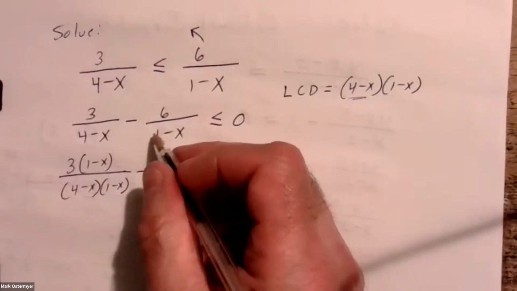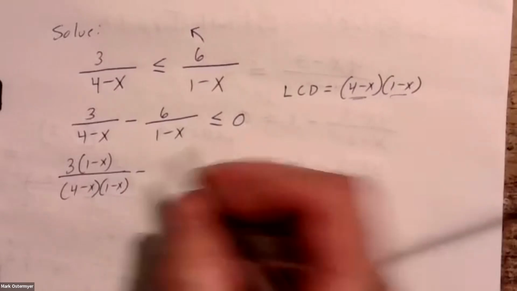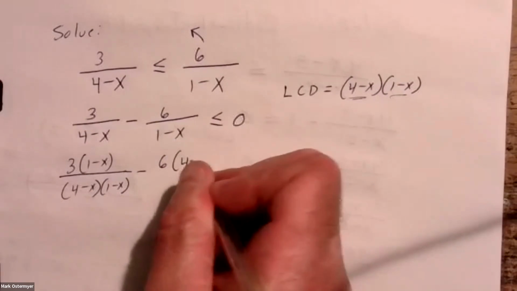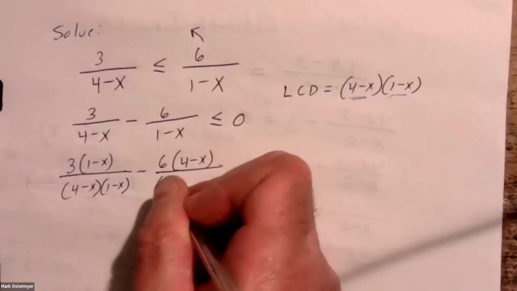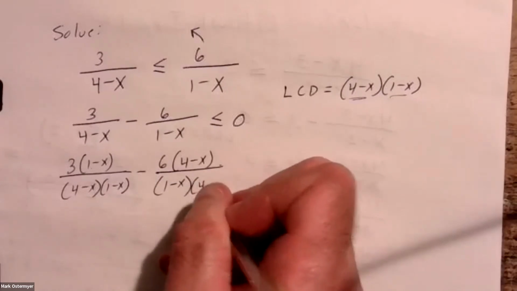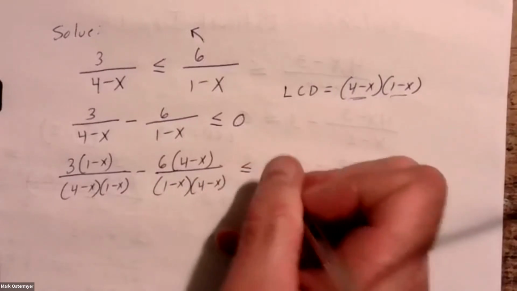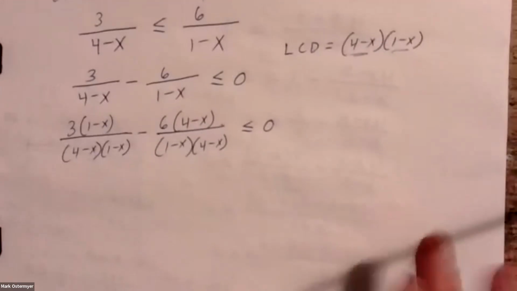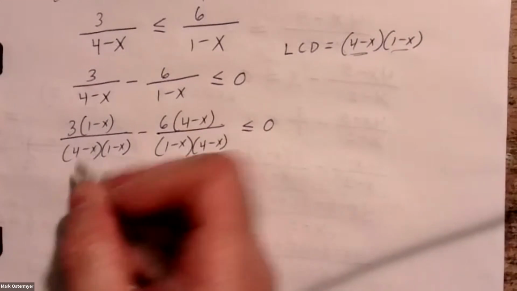The second fraction's got the 1 minus x. It's missing the 4 minus x. So top and bottom of it gets multiplied by 4 minus x. Now that we have a common denominator, we can begin to work on our numerators here.